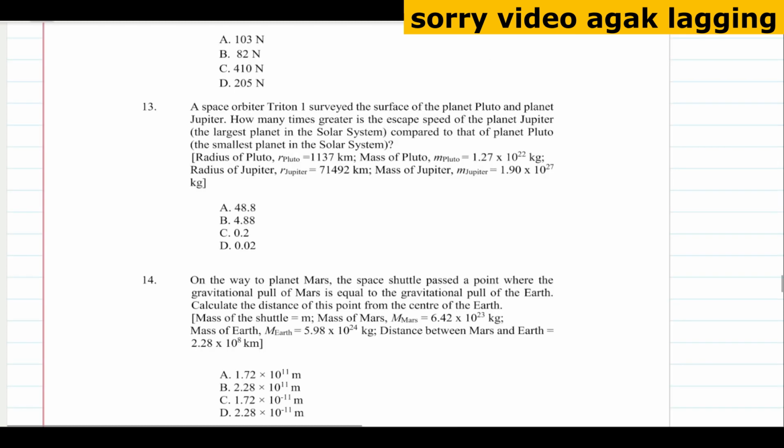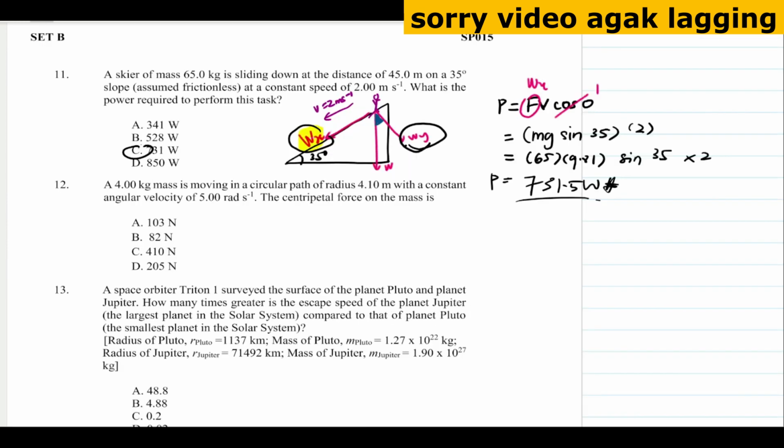Alright, next question number 12. So here we have a 4 kg mass moving in a circular path. So this is from chapter 6. The radius is given, so let's take out all the information. I have m is 4 kg, and then I have the radius 4.1. It's moving with a constant angular velocity omega, which is 5.